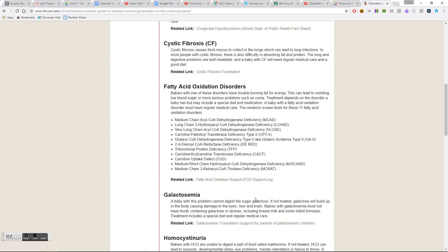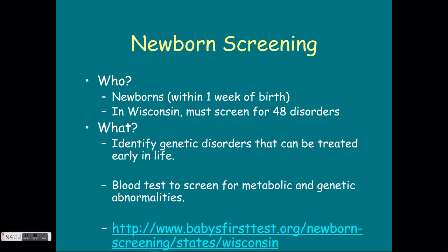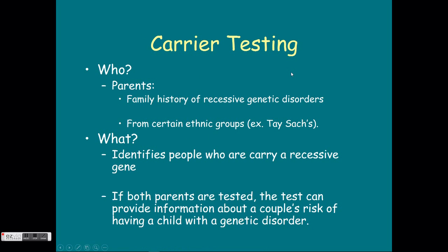And it doesn't always have to be a genetic disorder related to food items that you should avoid, but also things like cystic fibrosis, where if we just know at birth what the genetic disorder is that that child will have, we can start to begin treatments that might help out. So newborn screening. Carrier testing.